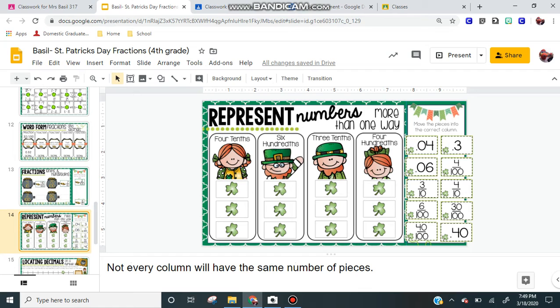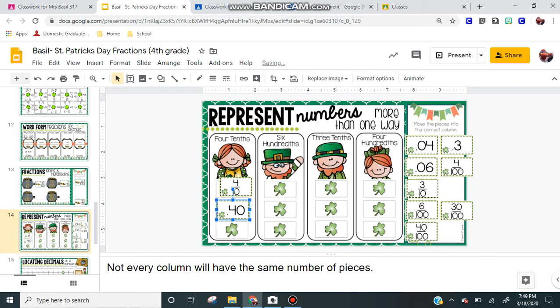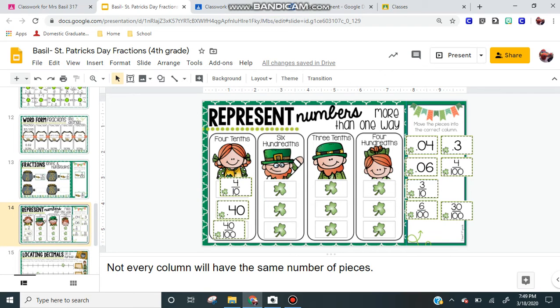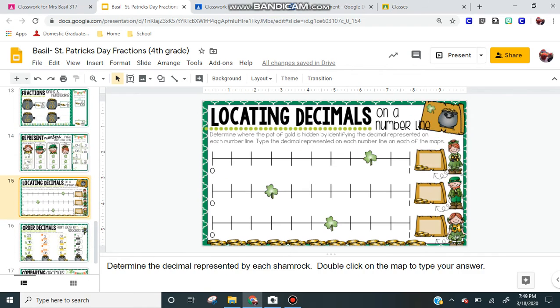So you're representing the numbers in more than one way. So 4/10ths, you could look at it this way. You could look at it this one. This one is 4/10ths. And then 40/100ths, which would be the same as 4/10ths. Try your best. Again, we didn't really get to this part this year.